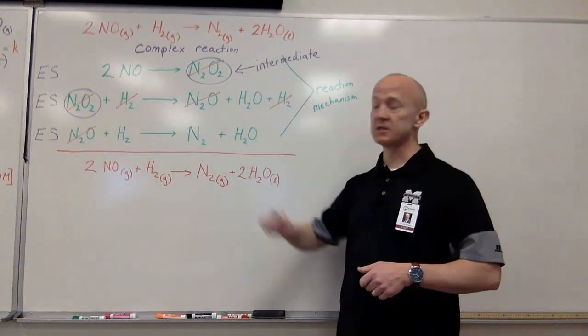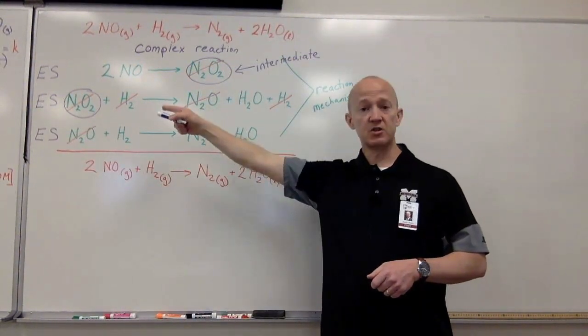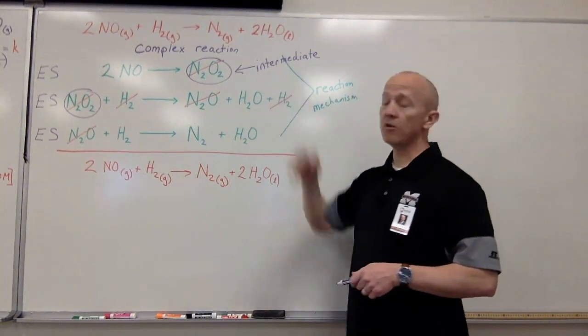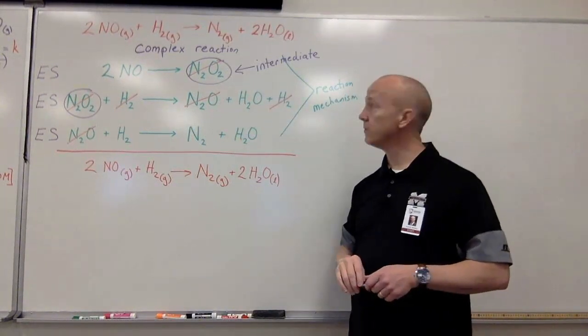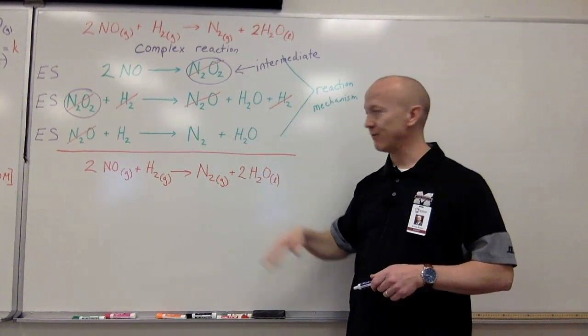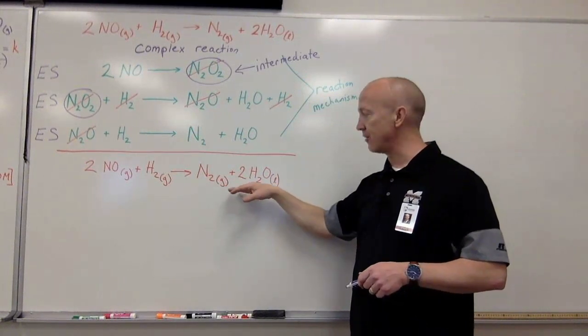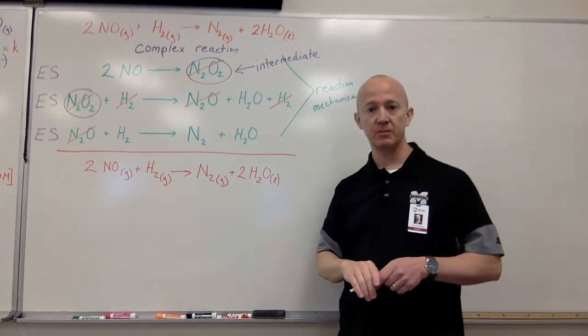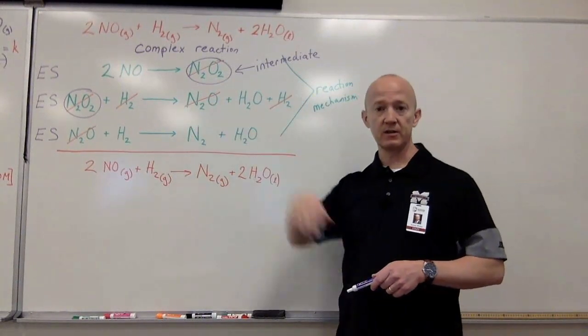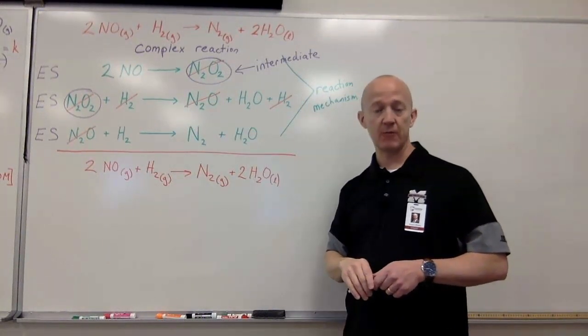When you have a substance that's produced in one step, but consumed in another, we call that an intermediate. Intermediates do not survive the full reaction. They are not found as products at the end of the reaction. They are consumed at some point in subsequent steps in that reaction.